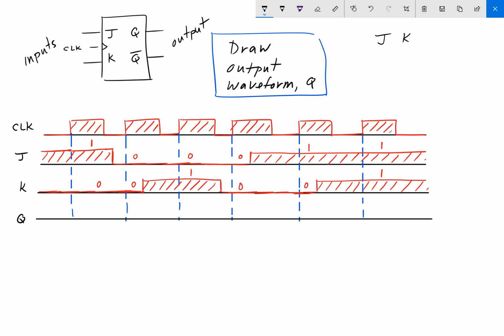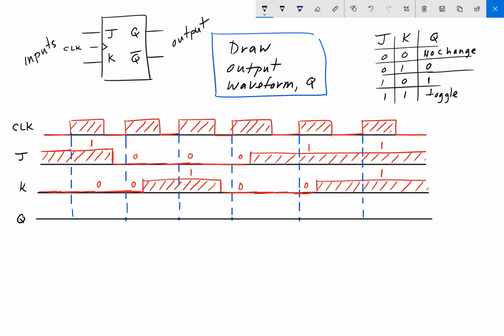So J, K, and output Q. And there are four entries: 00, 01, 10, 11. When both inputs are low, we get no change. When K is 1, that is like a reset, so 0. When J is high, the output is 1. And when they're both high, we toggle. So using this table, we can construct the waveform here.